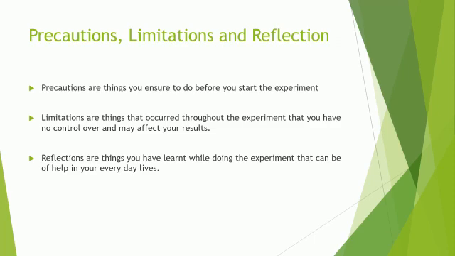So for example, we're doing a simple pendulum lab, right? We're supposed to count the number of oscillations. If, say for example, you displace the pendulum at an angle, but while it is swinging, it is hitting on something or it starts to spin. Now that would be a limitation because you do not necessarily have control over the spinning of the simple pendulum, right? Okay, so reflections are things you have learned while doing the experiment that can be of help in your everyday lives.